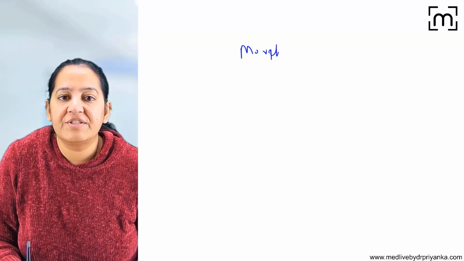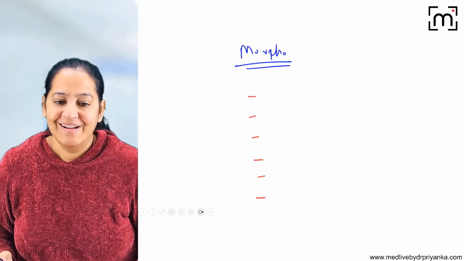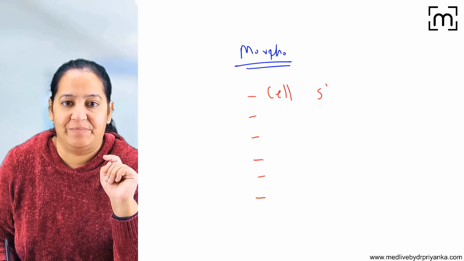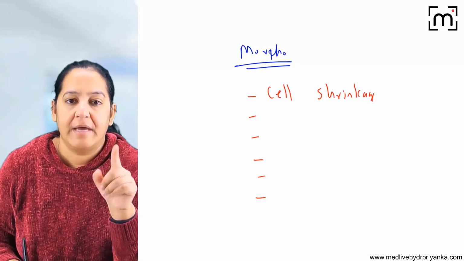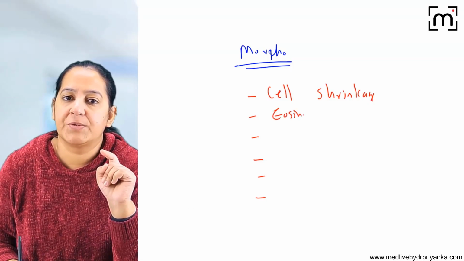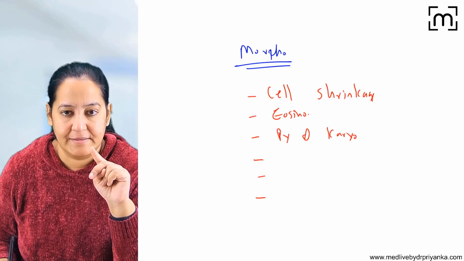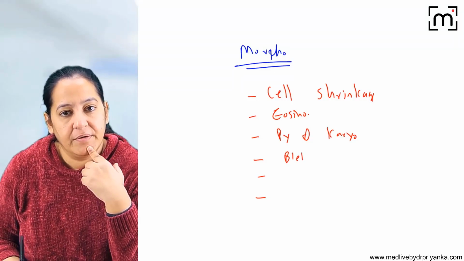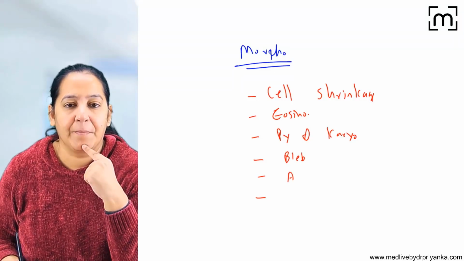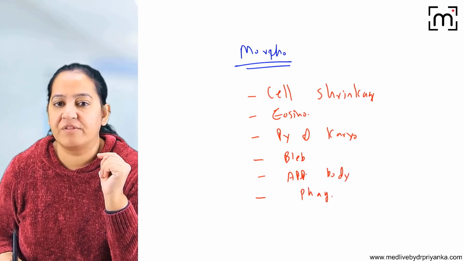Can you enumerate the 6 features together? Tell me the morphological features of apoptosis. 1, 2, 3, 4, 5, 6. First feature is cell shrinkage. Because of cell shrinkage, the cell organelles come closer and the cytoplasm becomes pink in color, that is eosinophilia. Then two things in the nucleus, Pyknosis and Karyorrhexis: first condensed, then fragmented. Then blebs are formed. Then the blebs separate from the cell, that is apoptotic bodies are formed. And finally, the phagocyte will come and engulf all of them, phagocytosis.